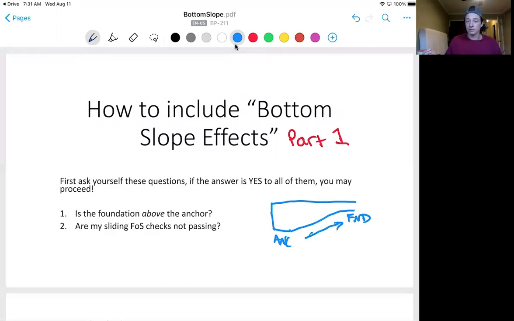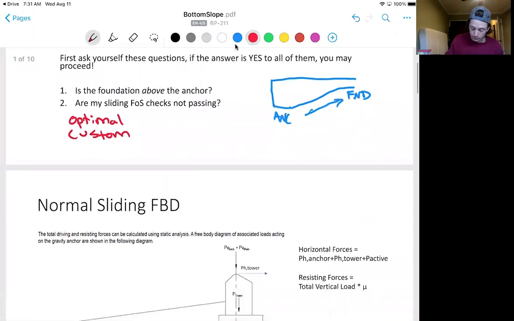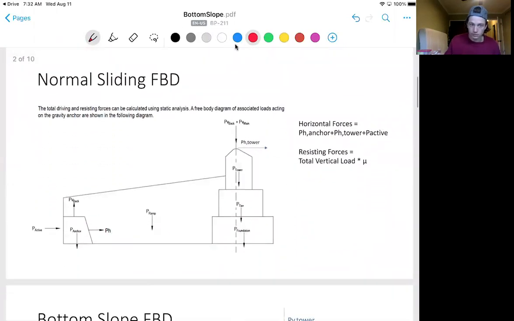And are your sliding factor of safety checks not passing? Do you need to go through the effort of including bottom slope effects? Or I would also add, are you interested in a more optimal or more custom design? So first we'll go through the normal sliding free body diagram.